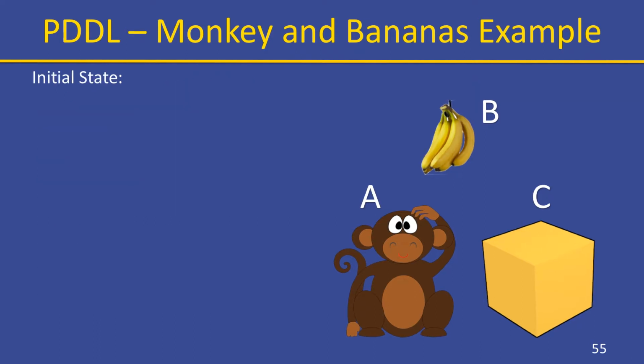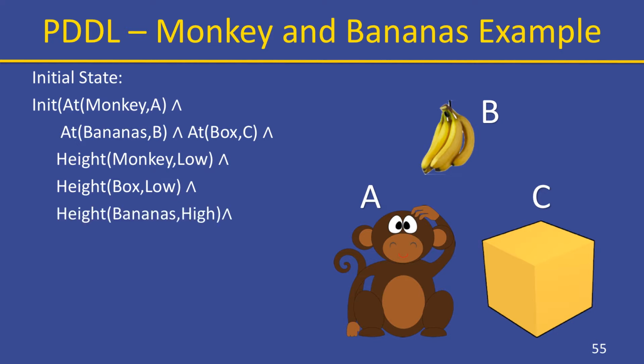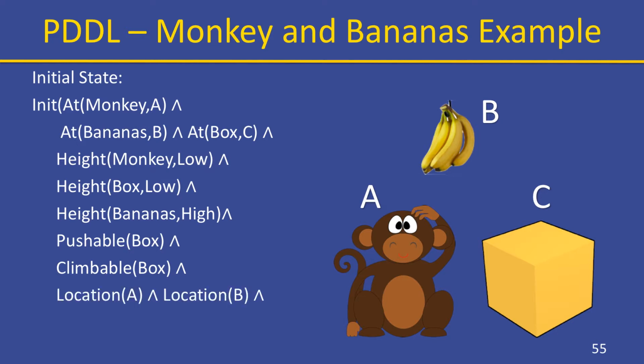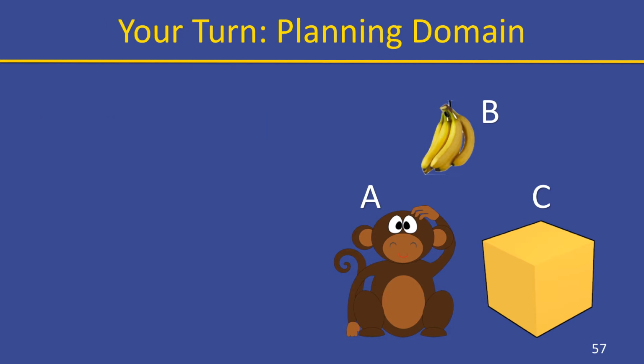So in our initial state, we know that the monkey is at location A. We know that the bananas are at location B and the box at location C. The monkey is at height low, the box is low, and the bananas are high. The box is pushable, the box is climbable, and A, B, and C are all locations. So our goal is for the monkey to have the banana. So we write our goal as have monkey bananas.